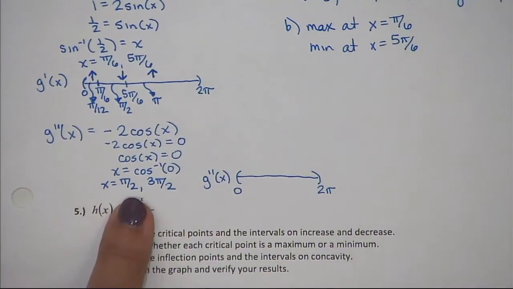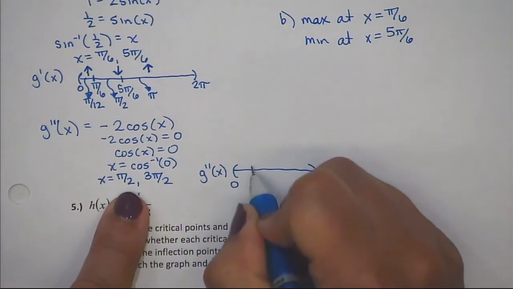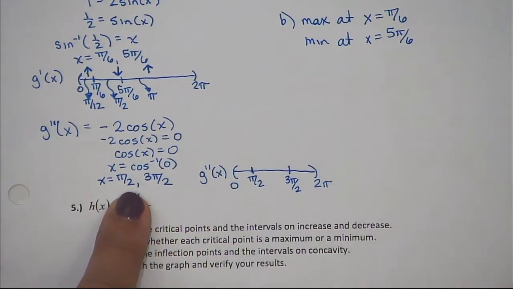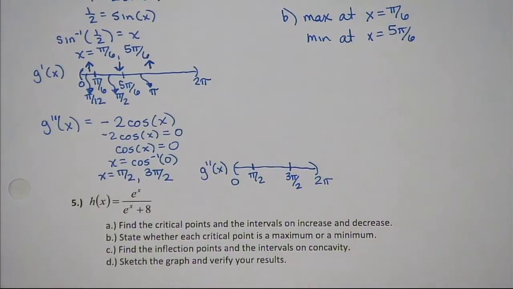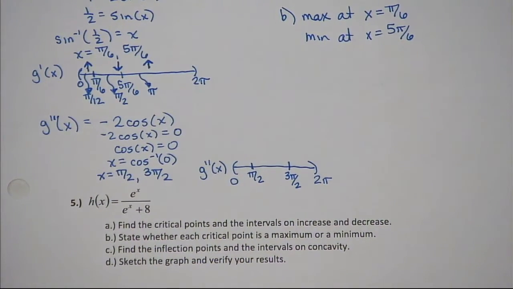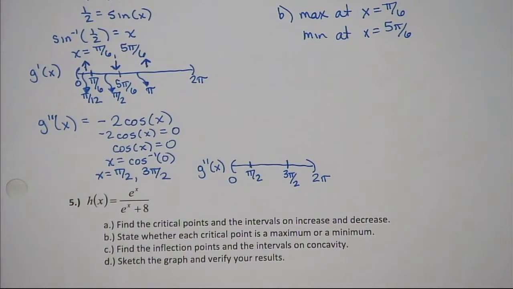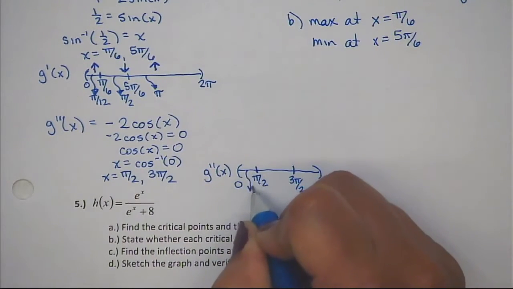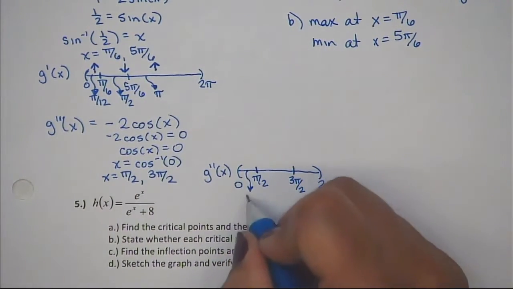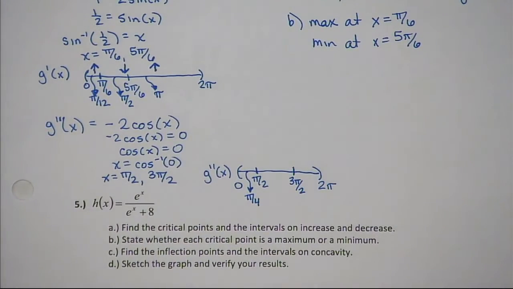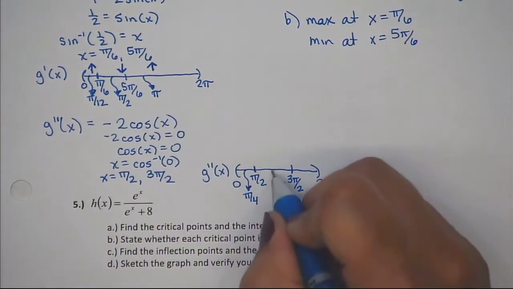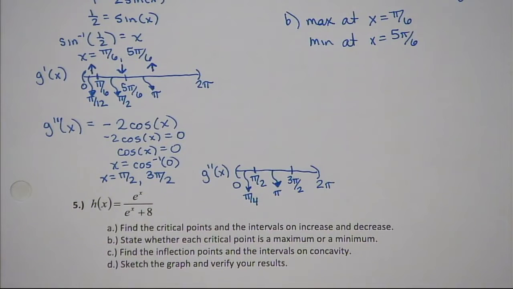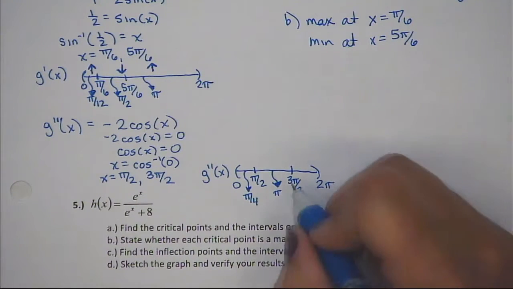All right, so I'm going to put these 2 points on here, pi over 2, which is about a quarter of the way, that's 90 degrees, and 3 pi over 2. So I need to pick 3 test points in those 3 areas to see what's going on with concavity, where this graph is concave up and concave down. Pick something between 0 and pi over 2, so I'll pick pi over 4. Between pi over 2 and 3 pi over 2, I'll pick pi. And between 3 pi over 2 and 2 pi, I'll keep with 45 degrees, so that's 7 pi over 4.